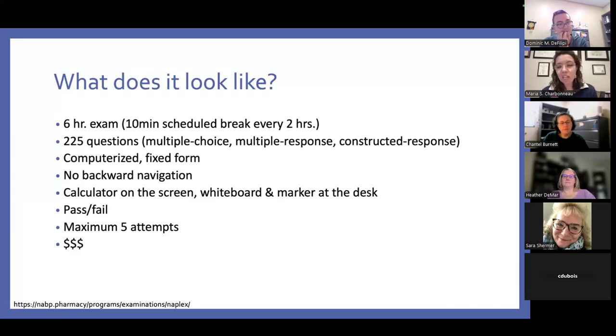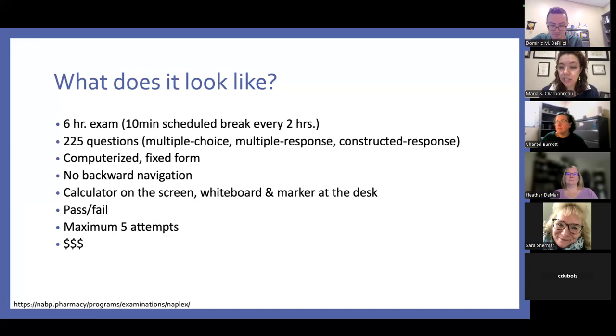It is on the computer. There's no backward navigation. So once you progress to the next question, that's it. You cannot go backwards, which also adds to some of the stress that's associated with the NAPLEX. The student can use a calculator. It's a calculator on the screen. They may not bring their own calculator into the testing facility. But the testing facility does provide a whiteboard and a marker for them to use at the desk. The NAPLEX is pass or fail. And back in the day, they would tell you your score for the NAPLEX, but these days I don't even think they tell you the score.